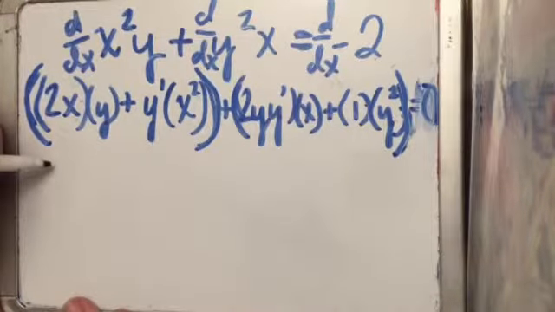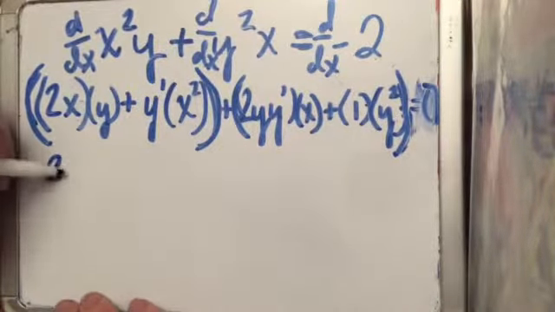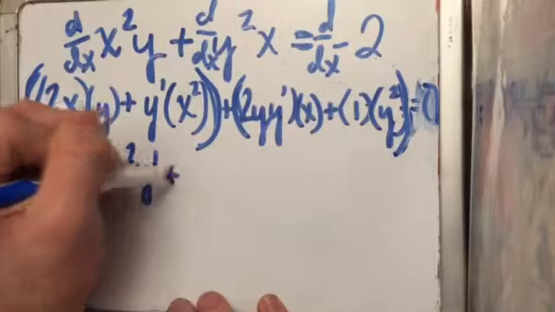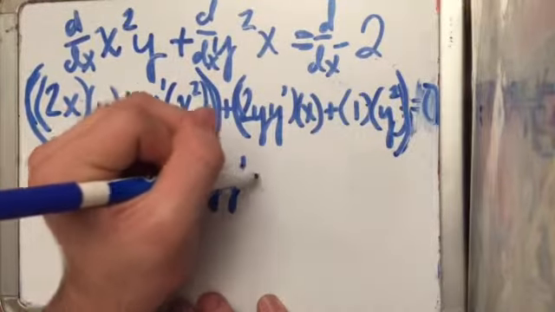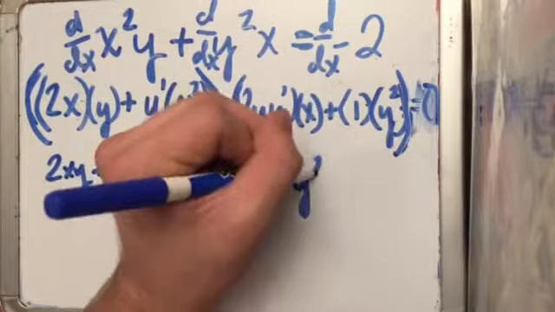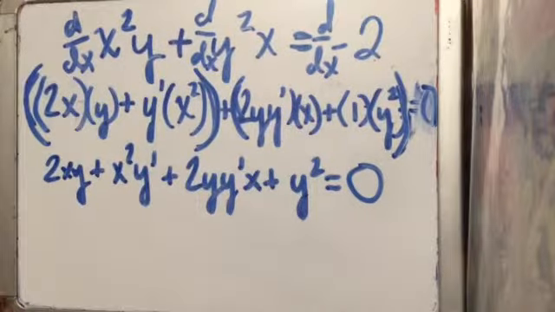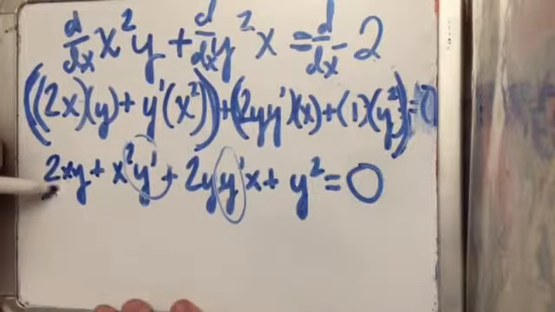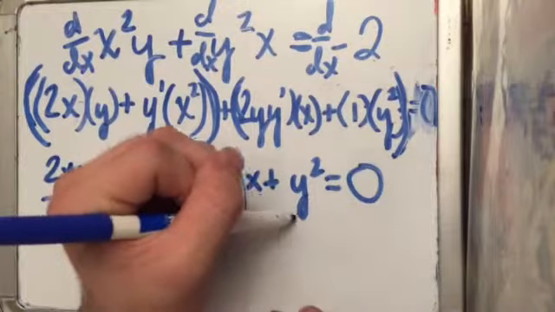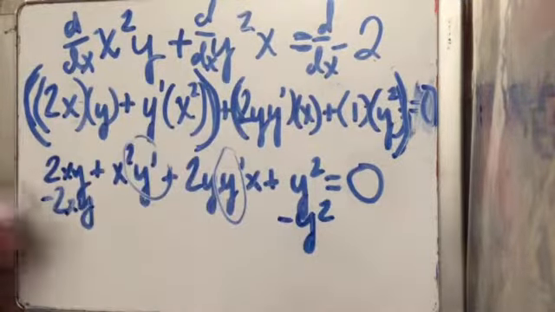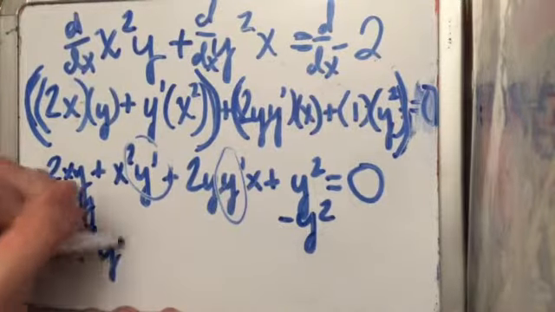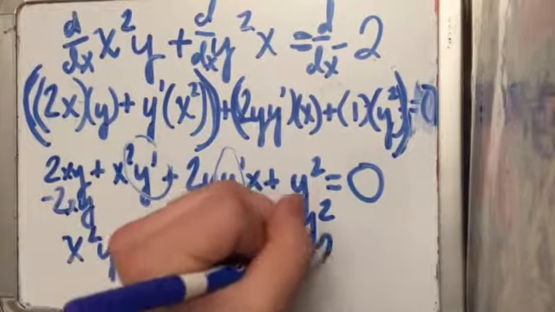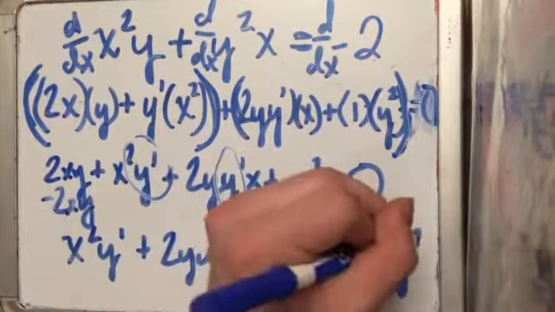So simplifying this, we have 2xy plus x squared y prime plus 2y y prime x plus y squared equals 0. Now we want to isolate our y primes. So we're going to subtract 2xy and y squared. This comes out to x squared y prime plus 2y y prime x equals negative 2xy minus y squared.